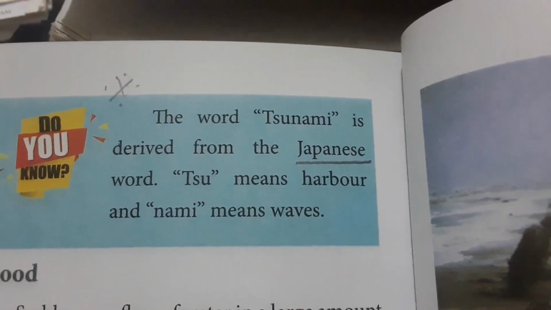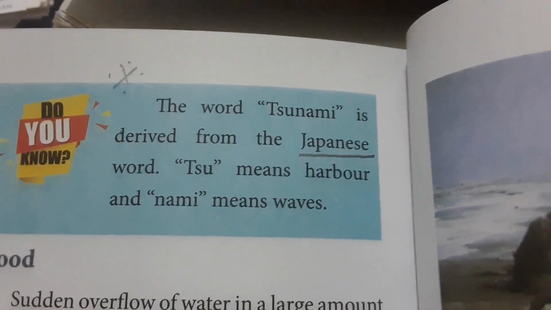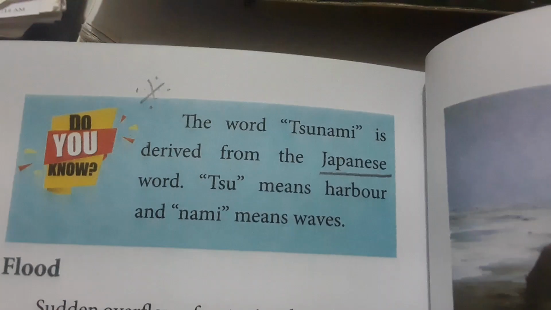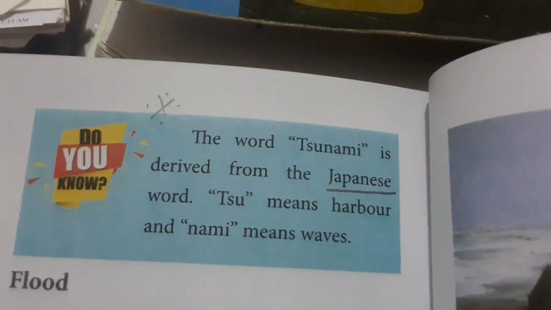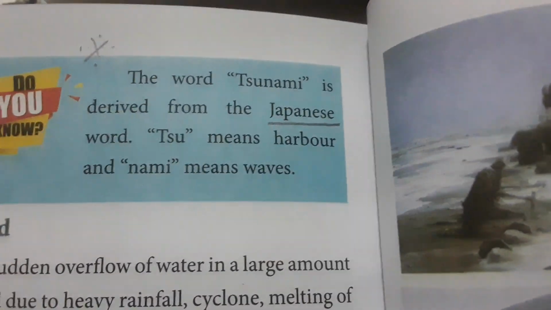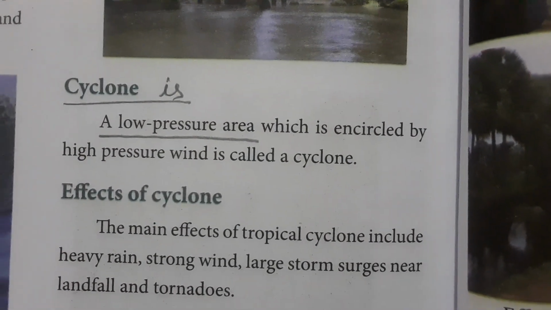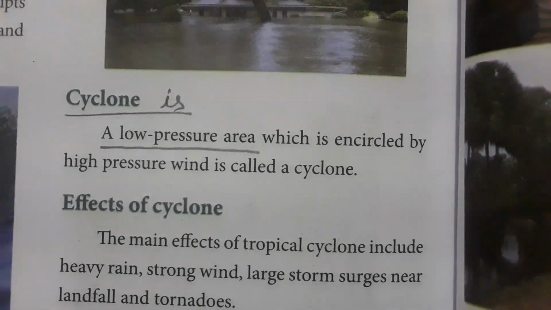And one more point, the word tsunami is derived from the Japanese word. So the word tsunami is derived from dash word, Japanese, Greek, like that they are asking. The answer is Japanese word. And the next one is cyclone. Cyclone is a dash pressure area. It is a low pressure area.